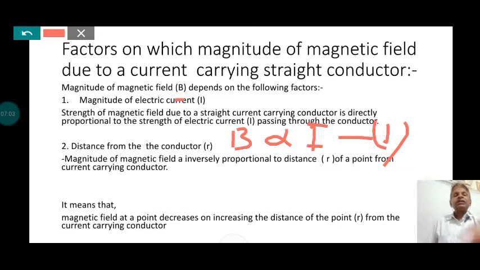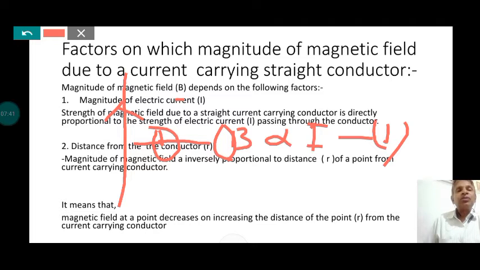Second, it is inversely proportional to the distance from the conductor. The magnitude of the magnetic field is inversely proportional to the distance R of a point from the current carrying conductor. Suppose this is a current carrying conductor and current is passing through it in this direction. If a magnetic needle is placed near it, the deflection is more. When the point is farther away, the deflection is reduced.